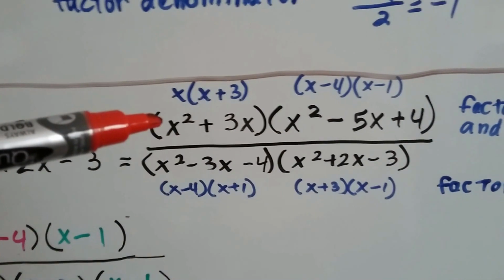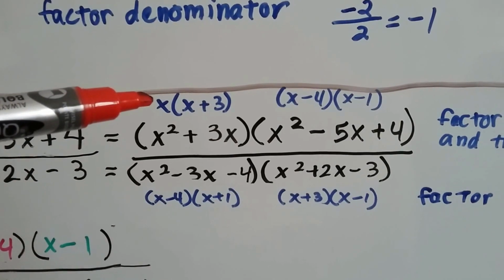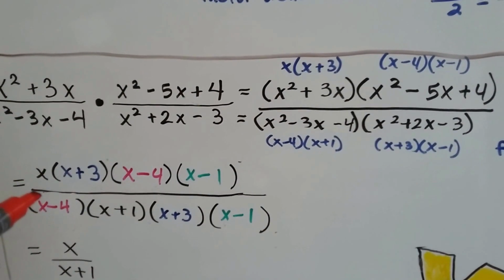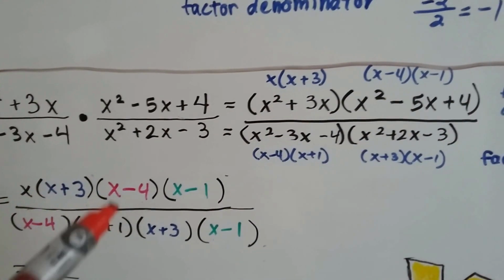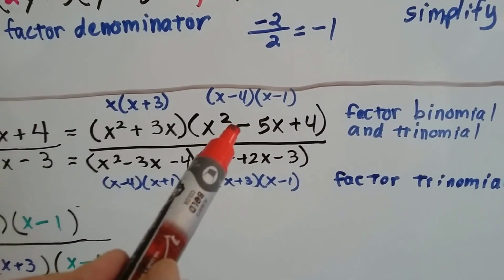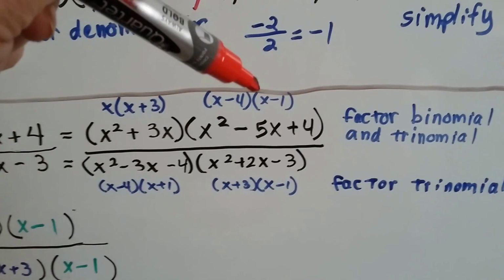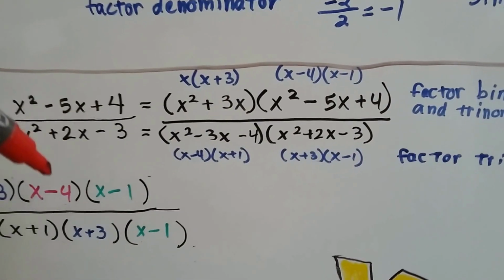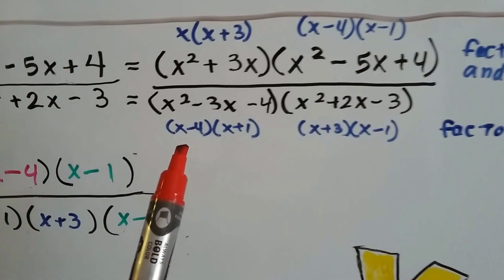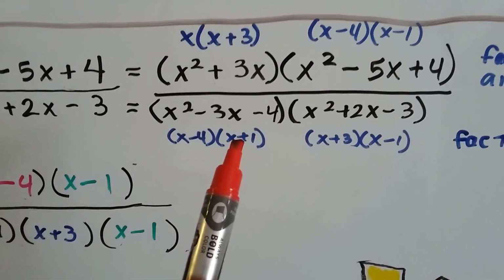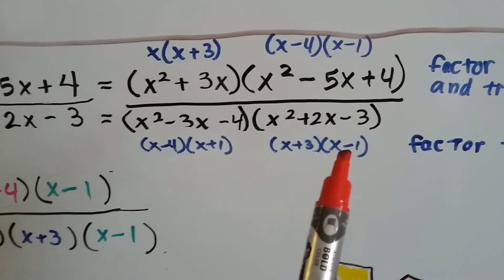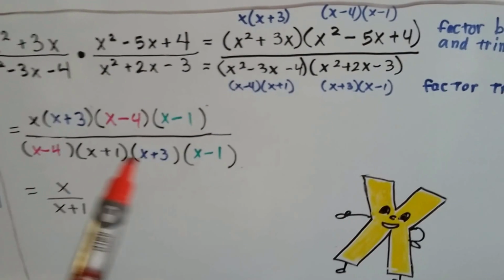and now they need to be factored. This x squared plus 3x factors out as x times x plus 3. So we're going to put that right here, okay? So that's that binomial. And then the pink and the green one is this one. X squared minus 5x plus 4 factors as x minus 4 times x minus 1. So that goes here, all right? Now we need to factor this trinomial. And this one factors out as x minus 4, x plus 1. And this trinomial factors as x plus 3 times x minus 1. All right? So now that's our denominator.